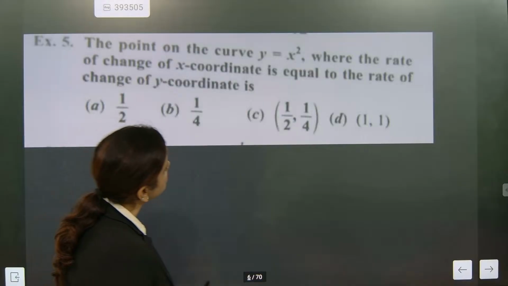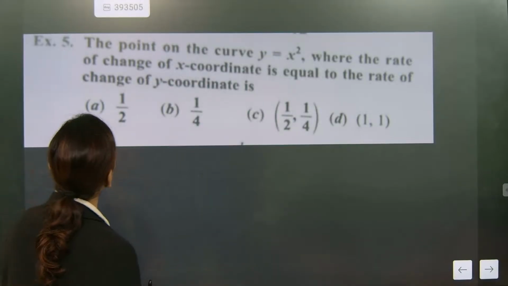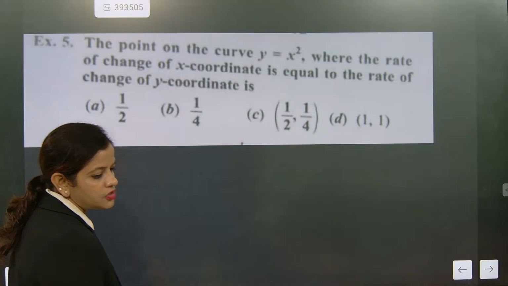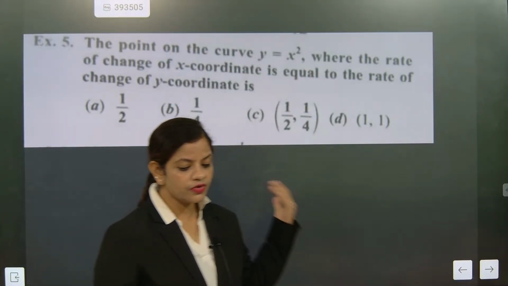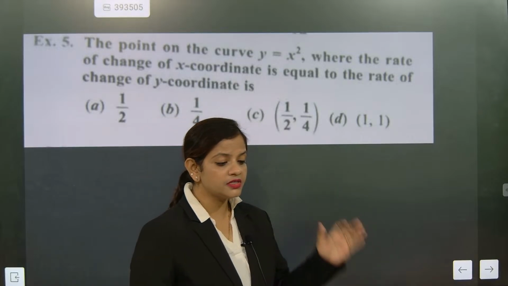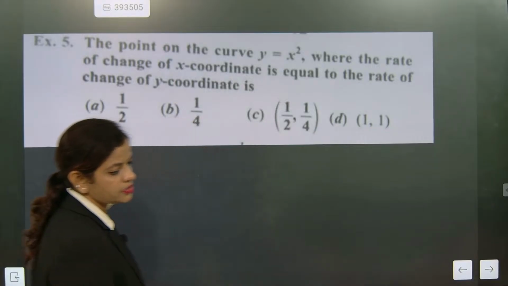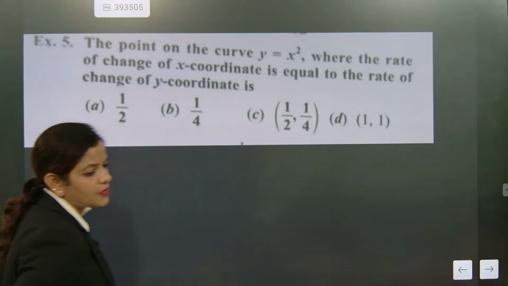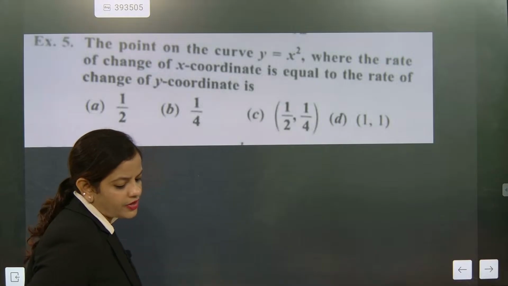The point on the curve where the rate of change of x coordinate is equal to the rate of change of y coordinate. This is a very good question. One time also I taught this question, so now this is an important question. Can you tell the rate of change of x coordinate is equal to the rate of change of y coordinate? Come on, try this question.